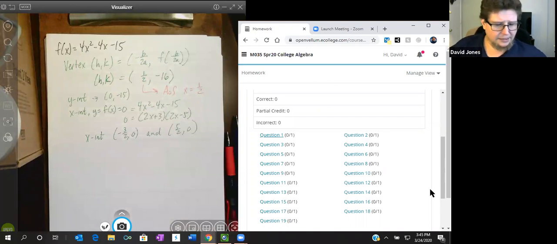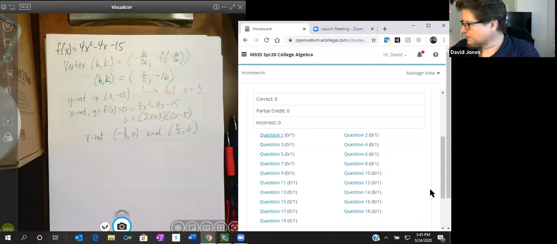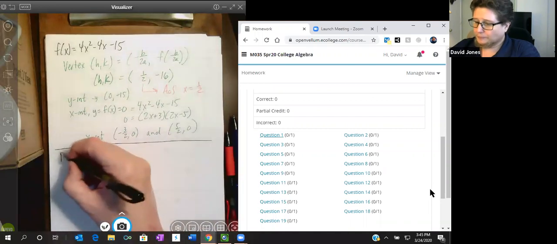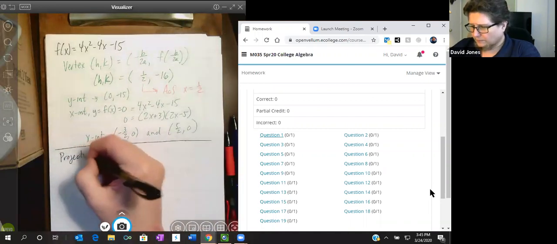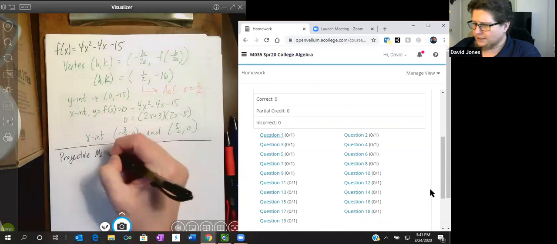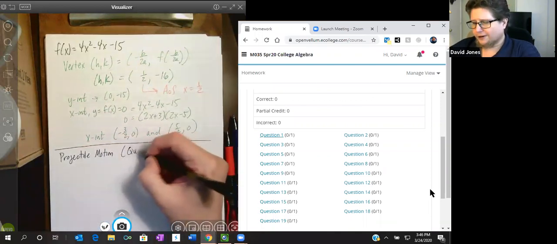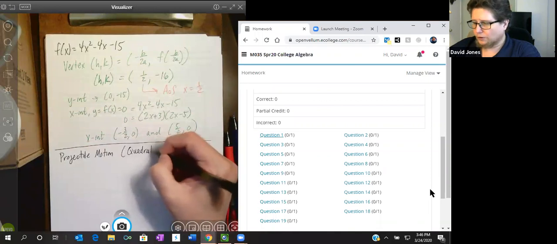Okay, there are a couple word problems in this section, and they're kind of fun. The first one's on projectile motion. And they have another one. It's like reading a graph. It's not that exciting. Projectile motion is awesome though. This is a quadratic function in the real world.